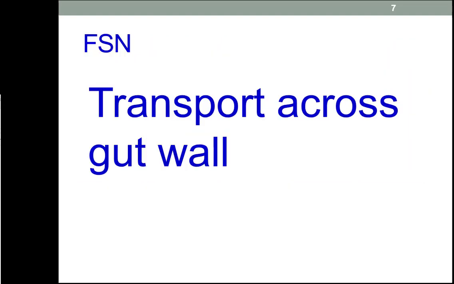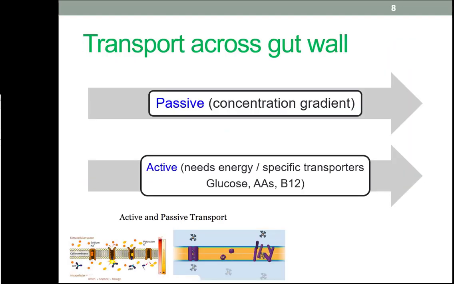Okay, so transport across the gut wall. Water and some minerals will cross membranes due to a simple concentration gradient. This is a form of passive transport which you'll cover in cellular biology if you haven't done already. In the case of most of the molecules, energy is needed to allow the transport across membranes, that is to say active transport. In some cases, such as glucose or amino acids or vitamin B12, specific transporters or carriers are needed. You can read up on these yourself, but we will briefly discuss vitamin B12.